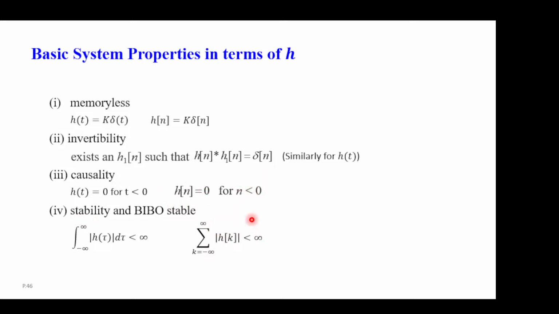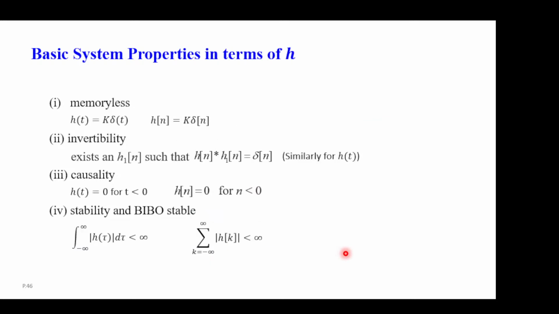Then there is stability. Stability in terms of h of t means that your response should not be too much. If your response is not too much, then your system is bounded. And we derived mathematically that for a continuous time system, your system response h of t should be absolutely integrable, or absolutely summable. It means you take the absolute value and integrate from minus infinity to plus infinity, and that's a finite value, and similarly for the discrete case.